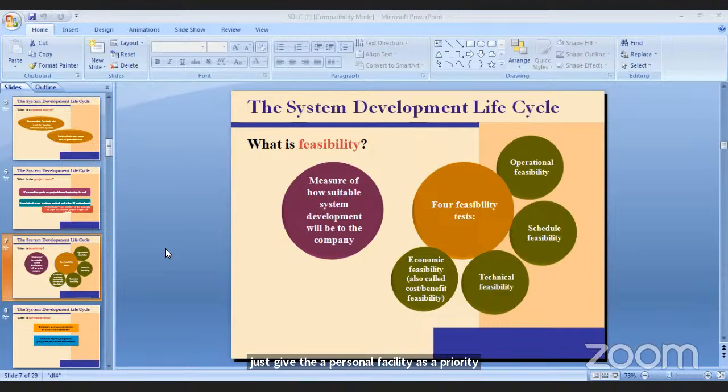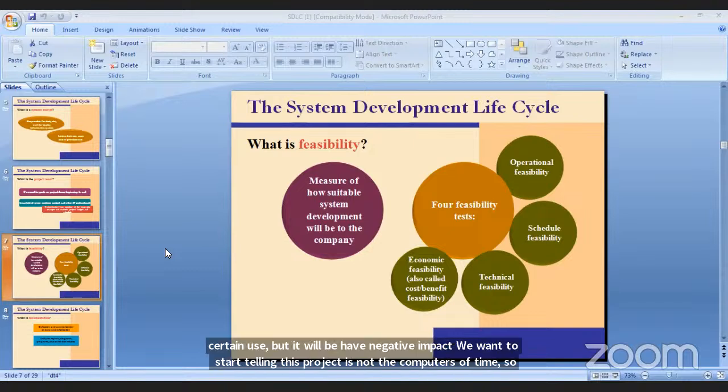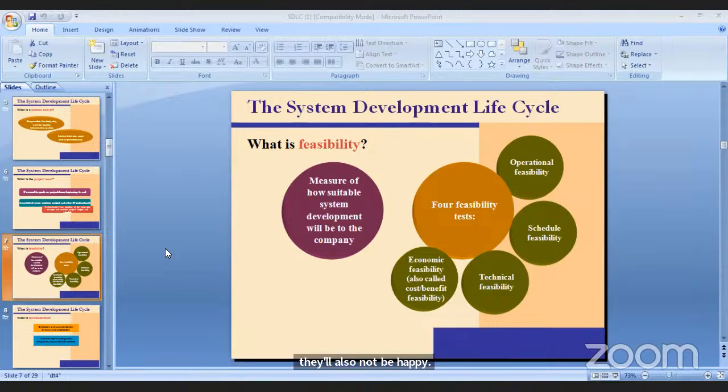Next, schedule: try to complete the work within the deadline. Suppose the deadline is within 3 years. Try to do it within 2.5 years or 2.67 years, so that it is completed before time and ready for use. But if the deadline is 3 years and you complete it in 3.5 or 3.6, it will have some use, but it will have a negative impact. People will start saying this project was not completed on time, and the boss will not be happy with you. So whenever you are doing anything, try to do it within the deadline.